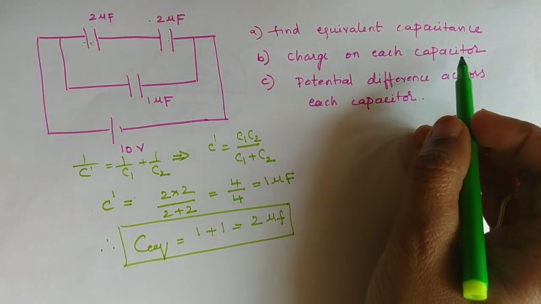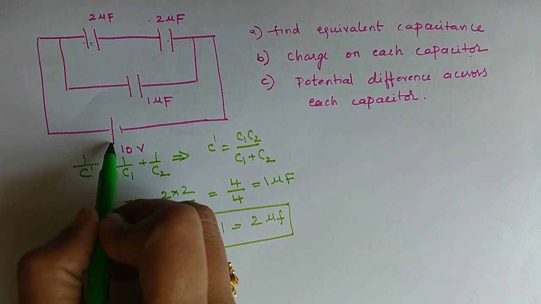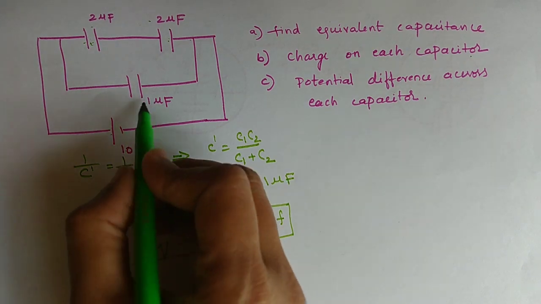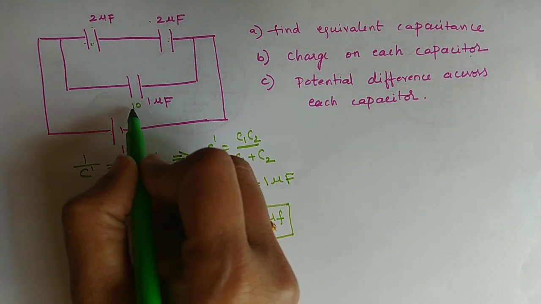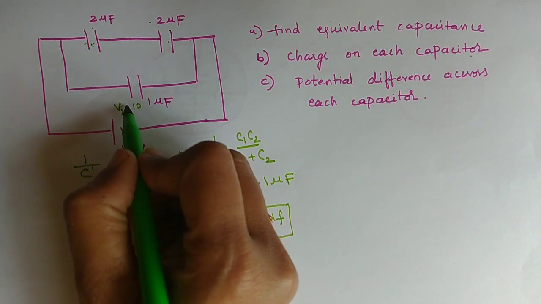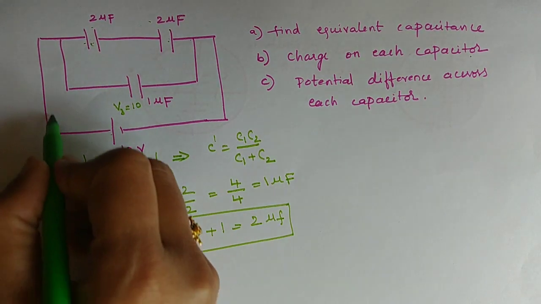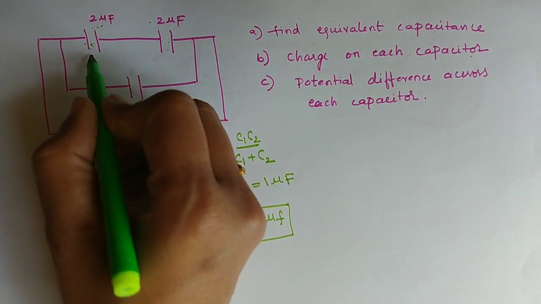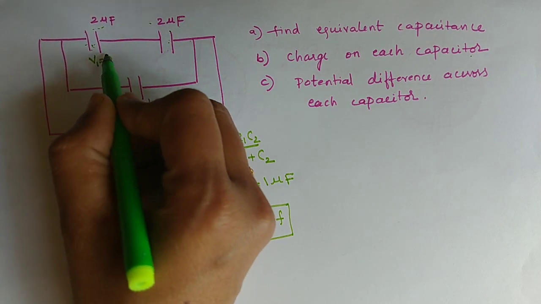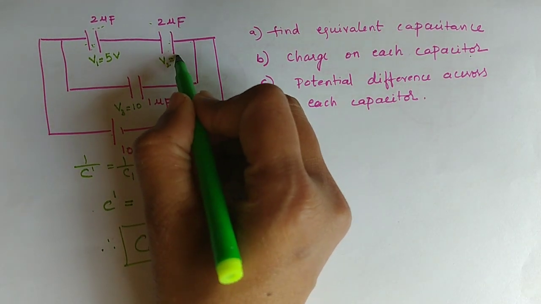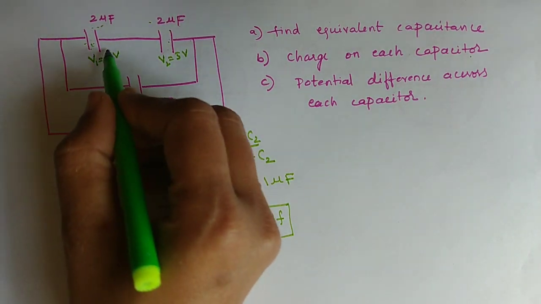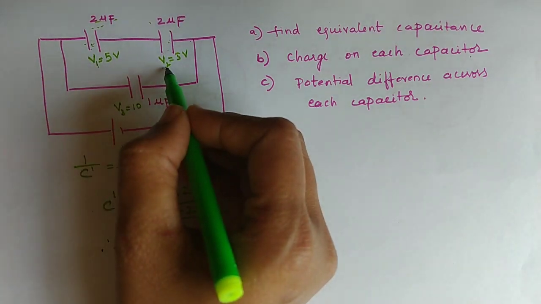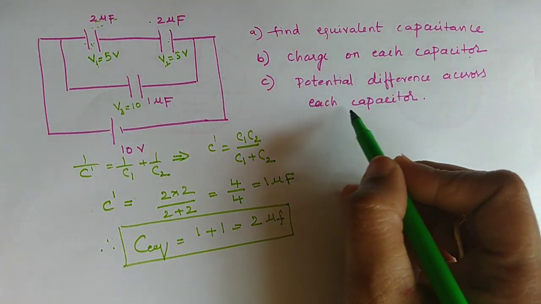Now coming to charge on each capacitor. See, if you observe, we have connected a 10 volts battery. Since 1 microfarad is parallel to the battery, it will get 10 volts. So voltage across the third capacitor is 10. Whereas coming to these two, since capacitance is equal, these two capacitors will get equal potential difference, that is 5 volt and 5 volt. They are in series, so 10 should be distributed between these two. Since capacitance is equal, we will get equal potential difference.